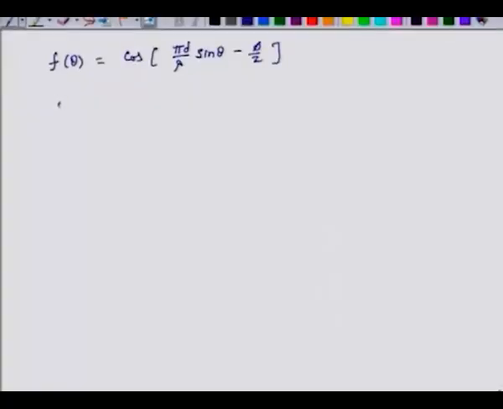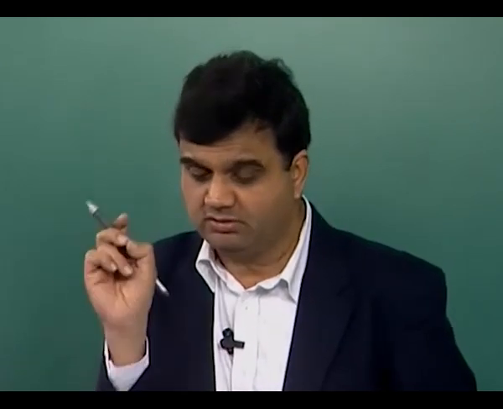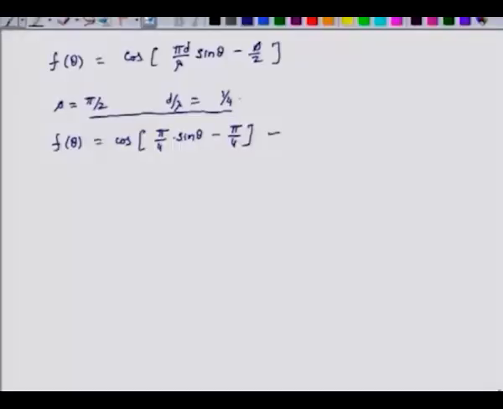So, we here assume that phi equals pi over 2, and we also assume that d over lambda equals 1 over 4. With these assumptions, my function becomes cosine of pi over 4 times sine theta minus pi over 4. This function is valid if these two assumptions hold good: one, phi, the phase difference between the two volume velocity sources S1 and S2, equals 90 degrees or pi over 2 radians, and two, d over lambda equals 1/4.